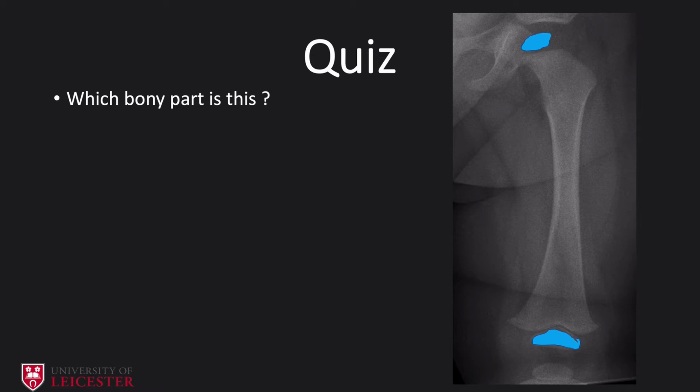Yes, it is the epiphysis. Why is it the epiphysis? Because it is rounded in shape, situated at the end of the long bone, and separated from the underlying metaphysis by a radiolucent line representing a growth plate.